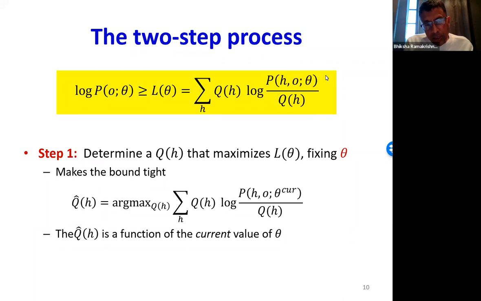And I told you that this is a lower bound regardless of what you choose q of h to be. I'm going to try to choose the q of h that makes this lower bound extremely tight. So I will fix theta to the current estimate of theta and find the q of h that maximizes this lower bound. And observe that because this is maximizing q of h after fixing theta, this q hat of h, which is the q of h that maximizes the lower bound, is going to be a function of the current estimate of theta.